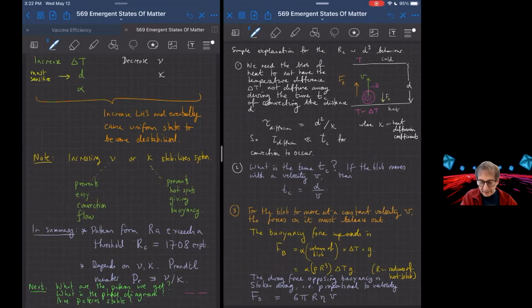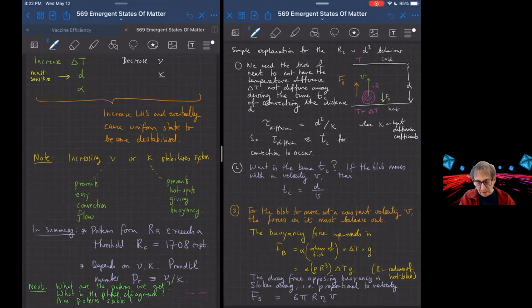So if you look here on the right panel now, what I've drawn here is a blob of fluid that is at an elevated temperature. And what we need is that the temperature difference between it and its surrounding fluid, which is delta T, doesn't diffuse away as that little blob rises. If it diffuses away, then that blob will simply not get to the top, and we won't have any chance to get some kind of circulating pattern like this.